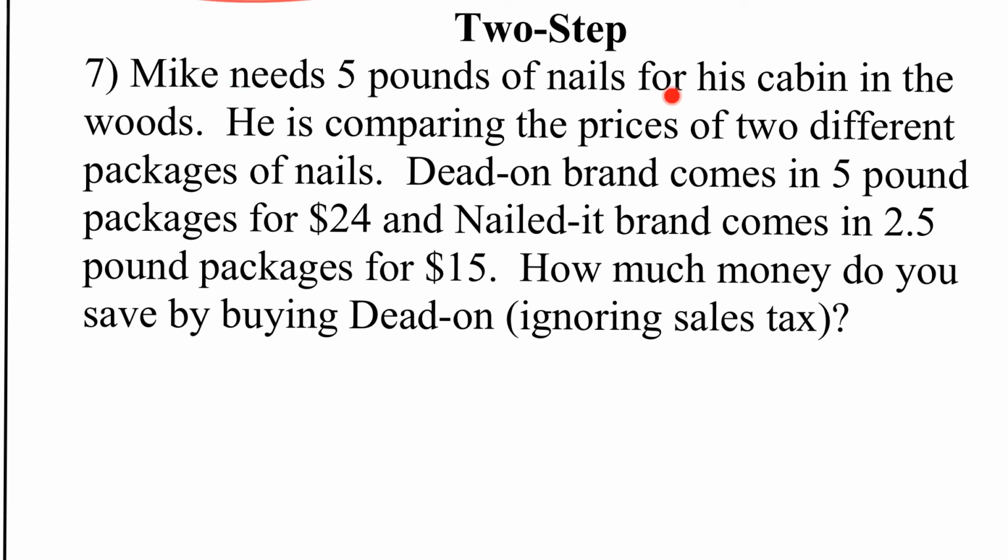Mike needs 5 pounds of nails for his cabin in the woods. This is a 2-step problem, by the way. He's comparing the prices of 2 different packages of nails. Dead On brand comes in 5-pound packages for $24. He needs 5 pounds. He can buy this for 5 pounds at $24. The Nailed It brand comes in 2.5-pound packages for $15. So, in order to get the Nailed It brand, he's going to need 2 of those packs, because 2 times 2.5 is going to be 5. How much money will he save by buying Dead On?